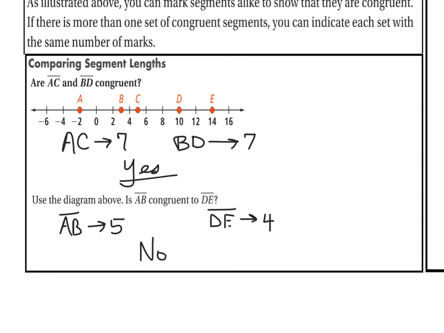They are not congruent. Okay, so now you need to go back to Classic and complete problems 1 through 4, and then 15 through 18, and then go to the second video.